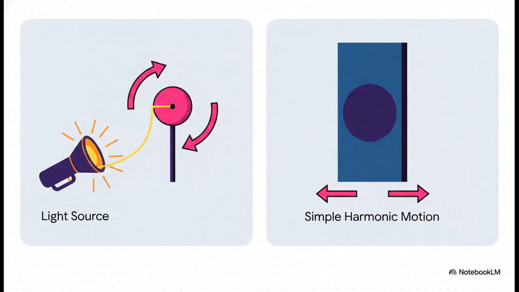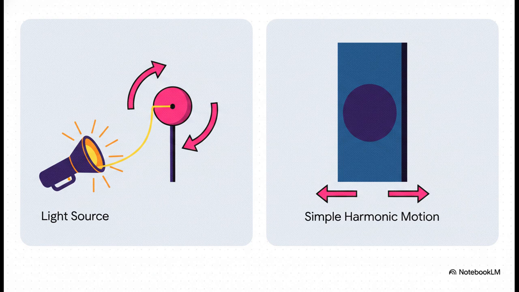Now, what's really interesting here is how physicists visualize these equations. Imagine you tie a ball to a string and swing it around in a perfect horizontal circle. That right there is uniform circular motion. But if you shine a bright light on that ball and watch the shadow it casts on a wall, that shadow is moving in a straight horizontal line. It speeds up in the middle and completely stops at the edges. The projection of uniform circular motion on a diameter is exactly simple harmonic motion.